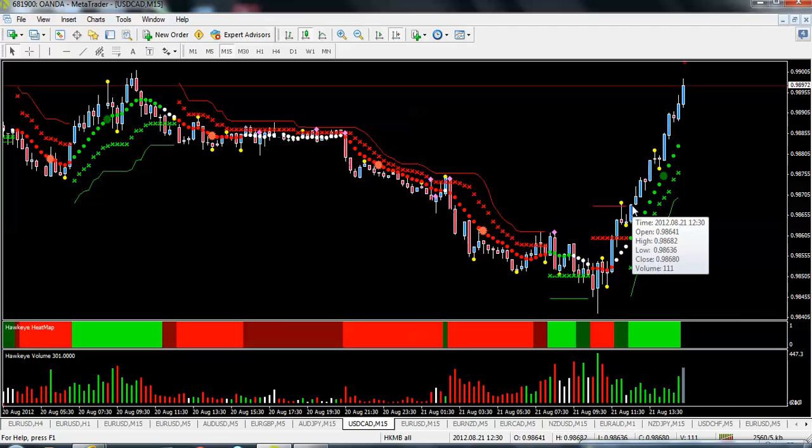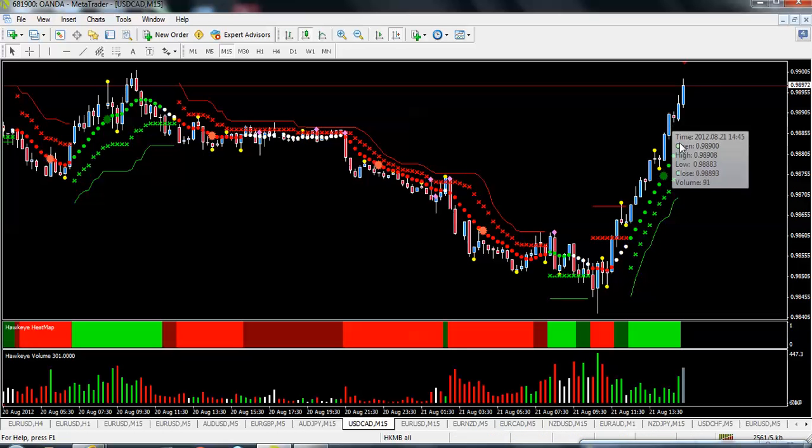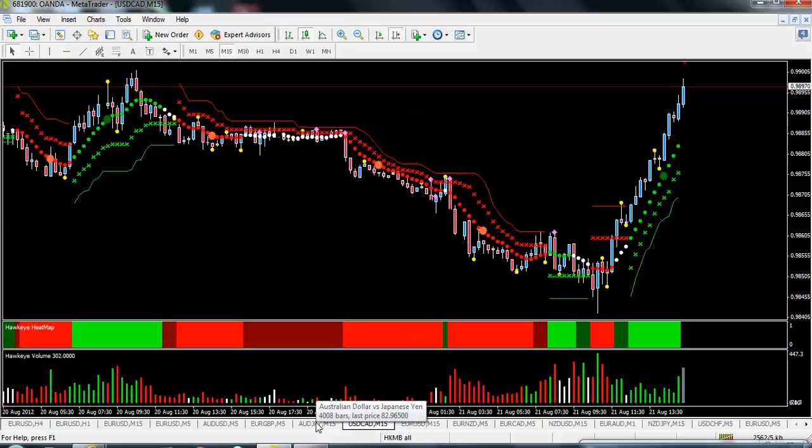Okay, so I entered that trade at 0.9867, and we're now at 0.9897, so around about 30 pips. Now the market will definitely pull back at some point. I don't necessarily expect to finish that trade with 30 pips, or indeed the Australian dollar versus the Japanese yen with 30 pips, but nevertheless I'm still in those two trades, and they're very healthy trends.